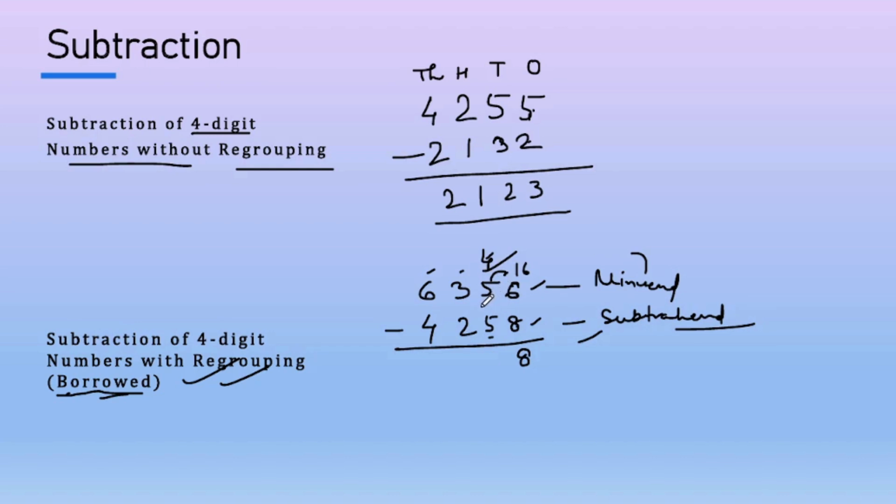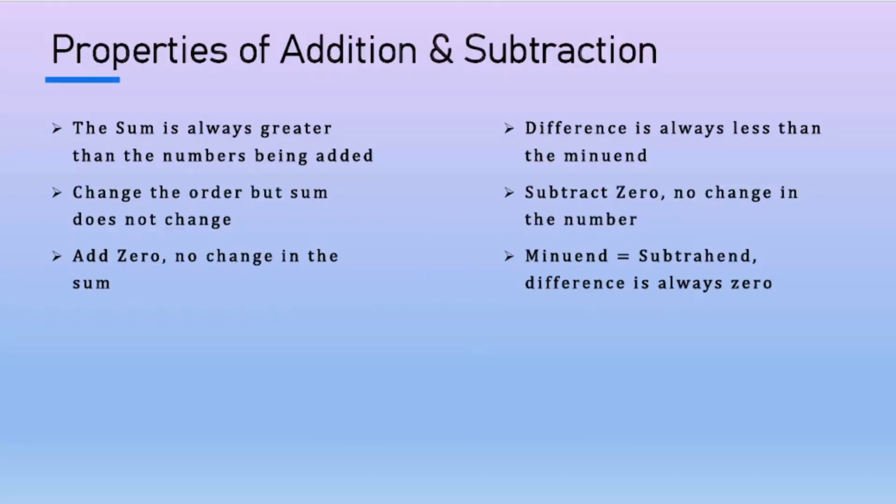You cannot subtract that. So you will borrow 1 from here. Then this 4 will become 14. 14 minus 5 is 9. And this 3 will become 2 because you have already borrowed 1 from this 3. So this 3 will become 2. So 2 minus 2 is 0 and 6 minus 4 is 2.